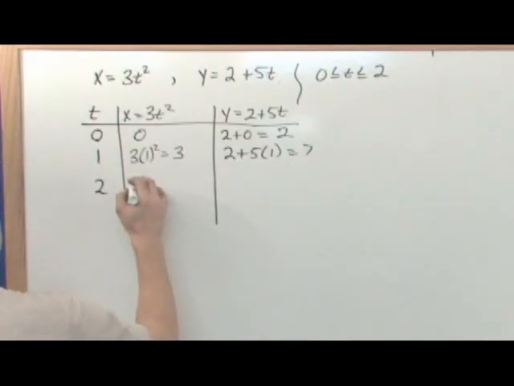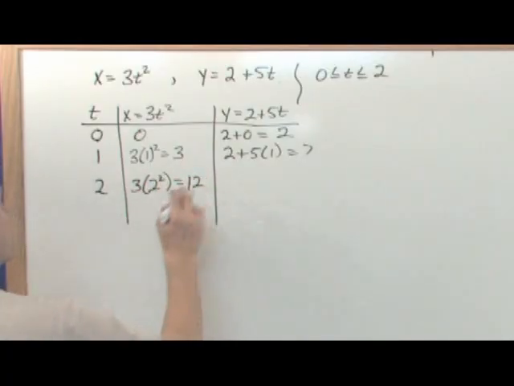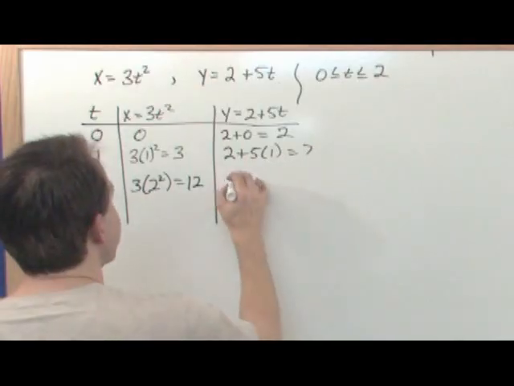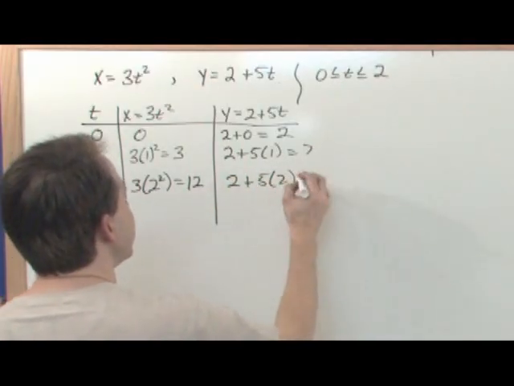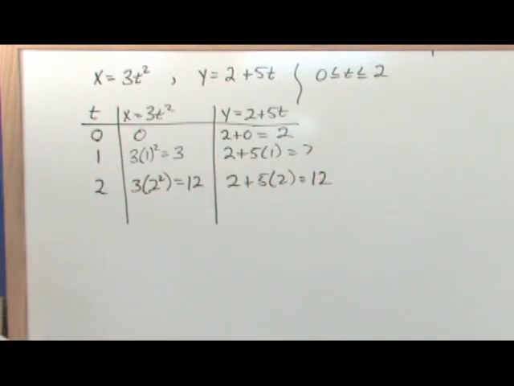And then here I'm going to have 3 times 2 squared, which is going to be 2 times 2 is 4, times 3 is 12. And here I'm going to have 2 plus 5 times 2. 5 times 2 is 10, plus 2 is 12. So I'm going to have 12 and 12.